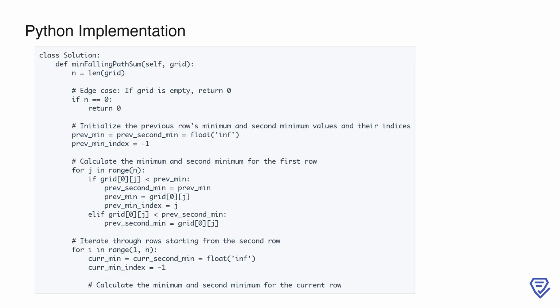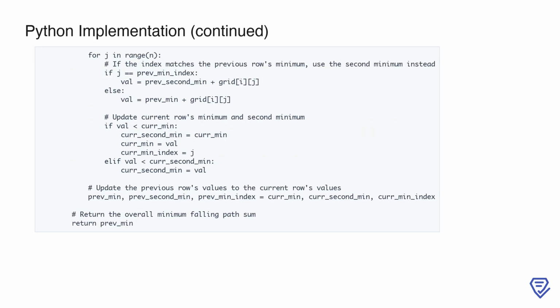for the subsequent rows. After processing the first row, we begin iterating through the rest of the rows, starting from the second row. As we process each row, we initialize variables cur_min, cur_second_min, and cur_min_index to track the current row's minimum and second minimum values, as well as the index of the minimum value. These are reset to infinity and -1 at the start of each row.